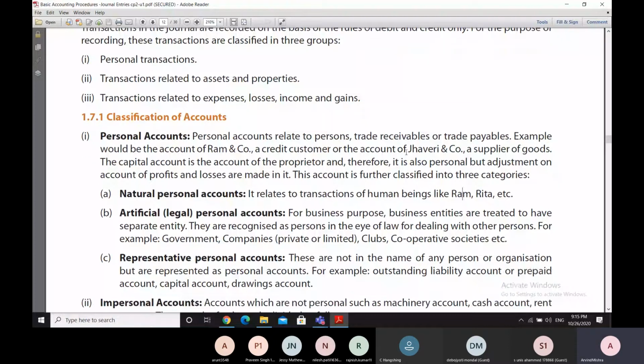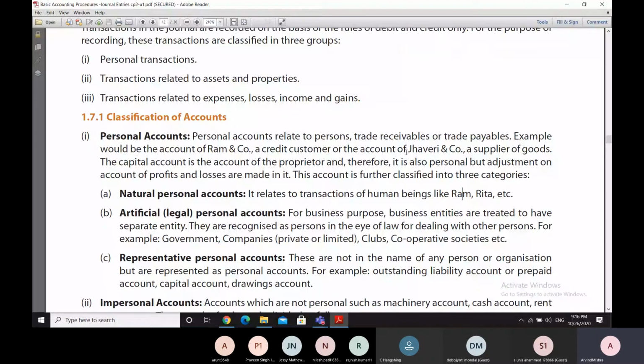And their accounts will be artificial or legal personal accounts. So a person can be natural, a person can be legal, or created by law, let's say, or recognized by law. Then there could be representative personal accounts, because these are not in the name of any person or in the name of any organization, but they are represented as personal accounts.